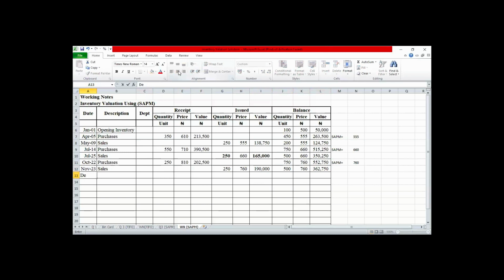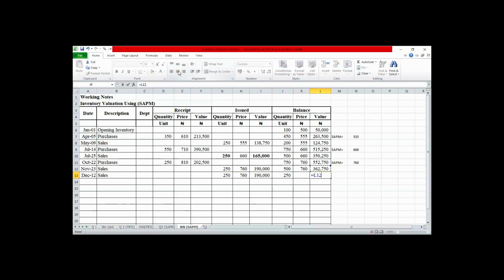December 12, yes, sir. What do we have? Purchase or sales? We have sales. Sales again, okay? How many units? 250 units at 760. What do we have? 190,000. Then we come here and reduce it. 500 minus 250, we have 250 left.